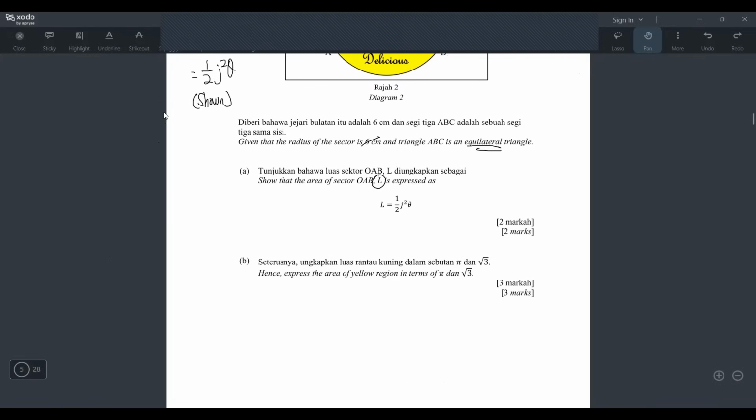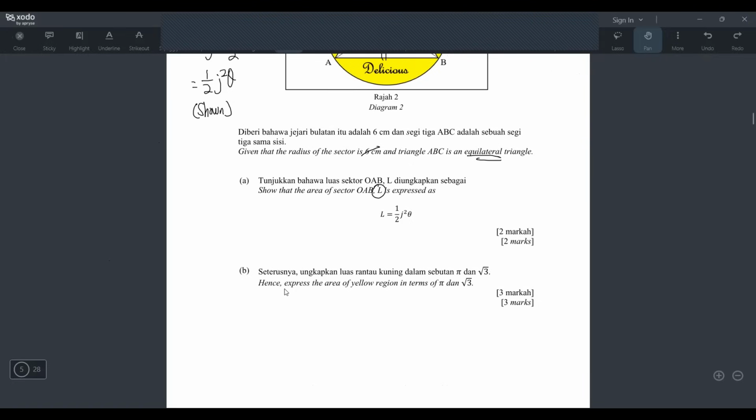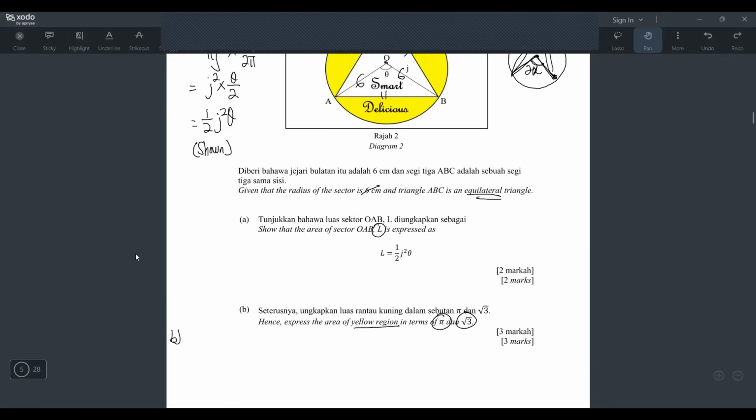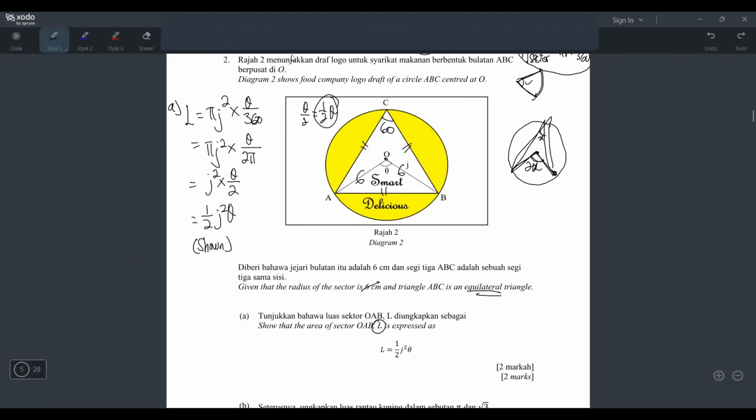Now let's do part B. What do they want us to do? Hence, express the area of the yellow region in terms of pi and square root 3. So the square root 3 means later I may have... Okay, never mind, let's first find the area of the yellow region. Where is the yellow region? It's talking about this yellow region, and this yellow region. Actually, this shape we call a segment. Yeah, this is a segment.